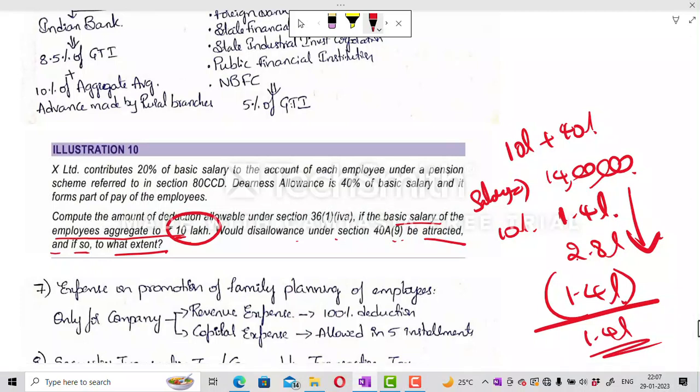Sorry, here they have told 20% of basic salary they have taken, but what we should do, salary includes dearness allowance, they forgot to take that, so we should take that. So 20% of 10 lakhs means 2 lakhs only, so they have taken only 2 lakhs, and what is the actual amount that should be taken? 1.4 lakhs. So what is the difference? 60,000.